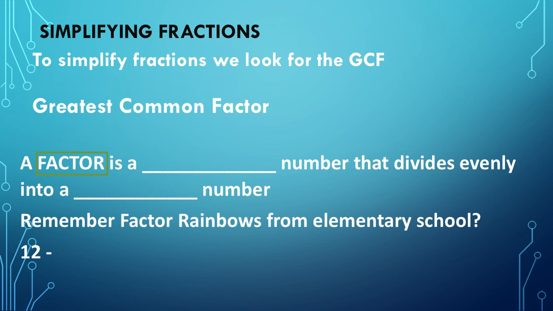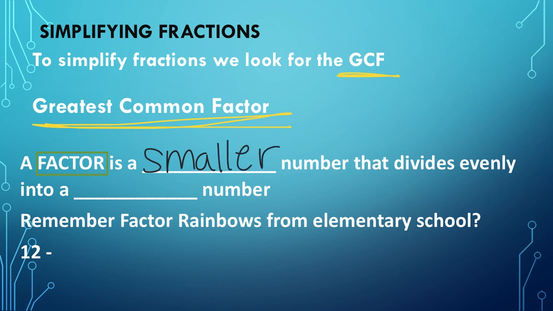All right, simplifying fractions. To simplify fractions, we're going to look for the GCF, which stands for the greatest common factor. Now remember, common means something they share, something they have alike. Factor is a smaller number that divides evenly. Evenly is important. It has to divide evenly into a larger number. Greatest common factor: we're trying to find the greatest smaller number that they actually share.